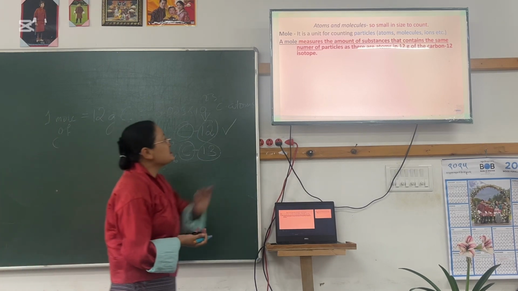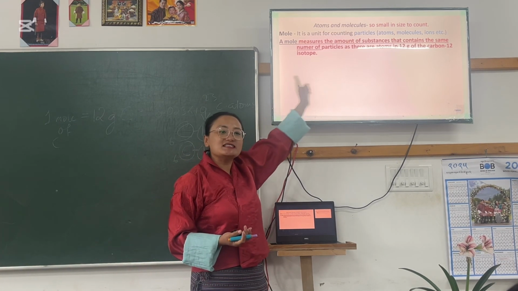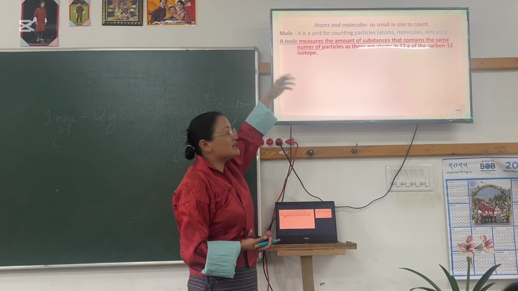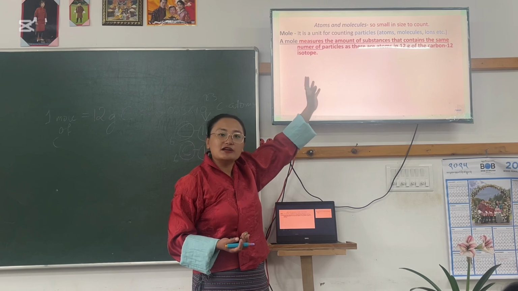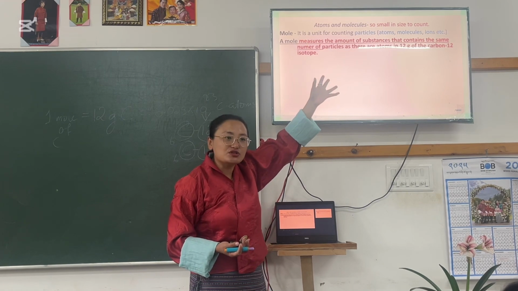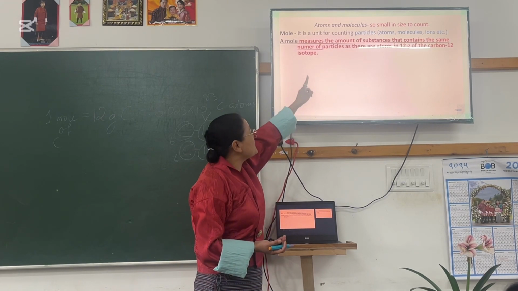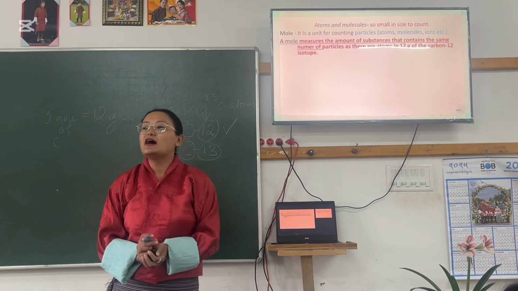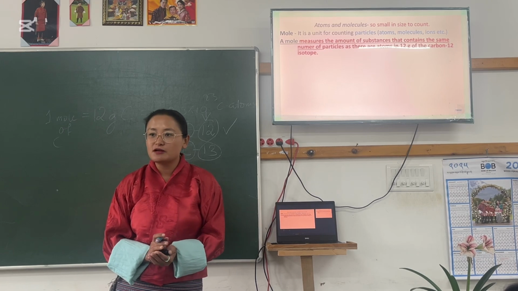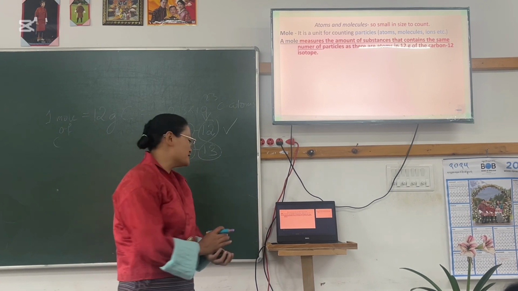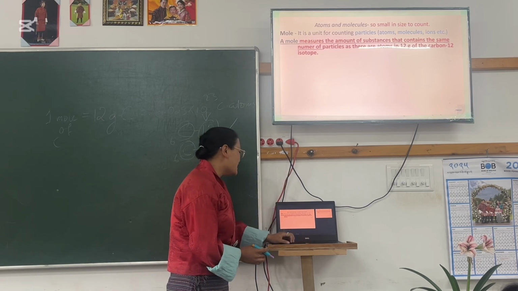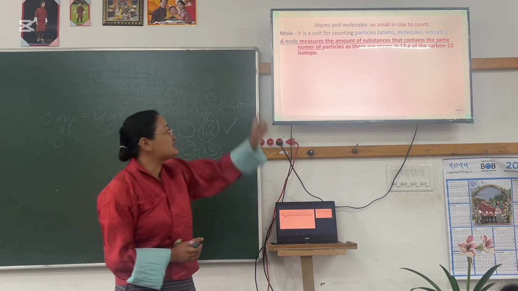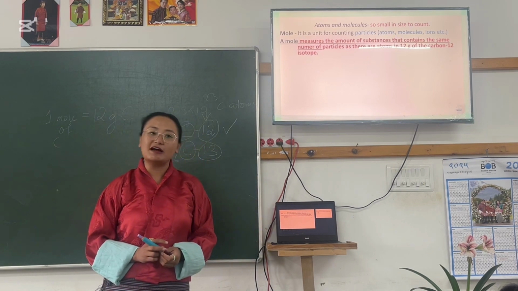So in this definition, instead of using Avogadro's number, they just said particles as there are atoms in 12 grams of carbon-12 isotope. Again, here the carbon-12 isotope is kept as a reference. So a mole measures the amount of substance that contains the same number of particles as there are atoms in 12 grams of carbon-12 isotope.